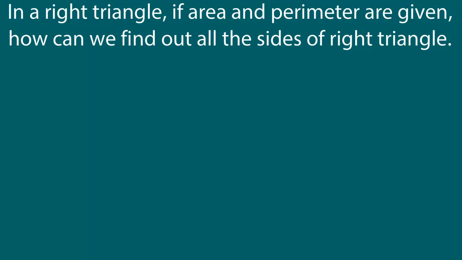This was a question which was posted by Dipesh. Dipesh had asked, in a right triangle, if the area and perimeter are given, how can we find out all the sides of the right triangle?